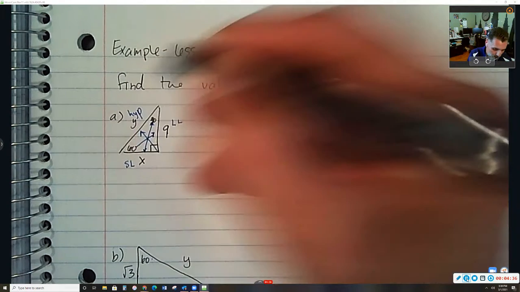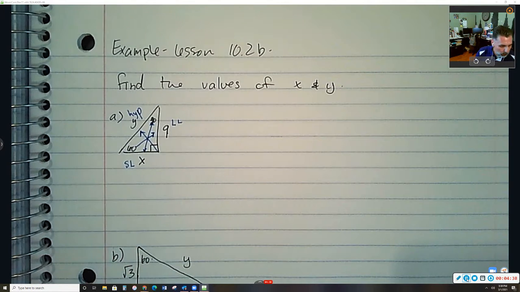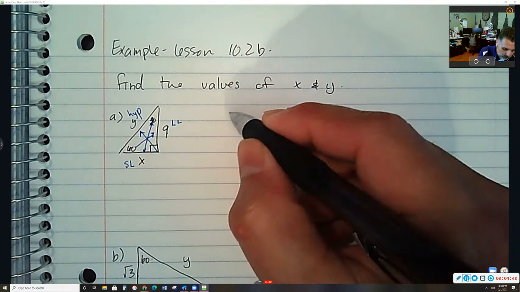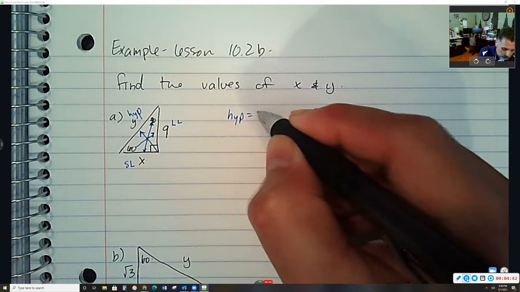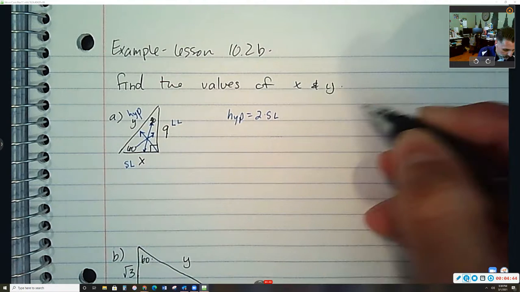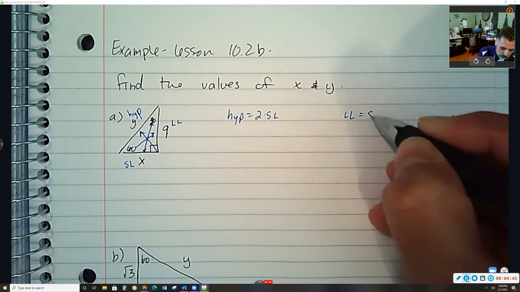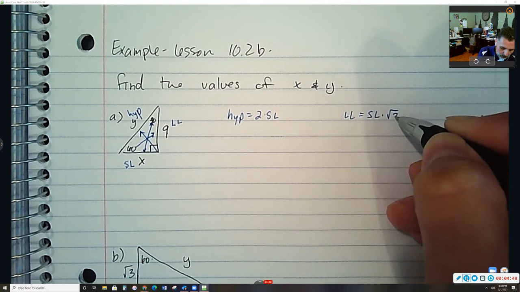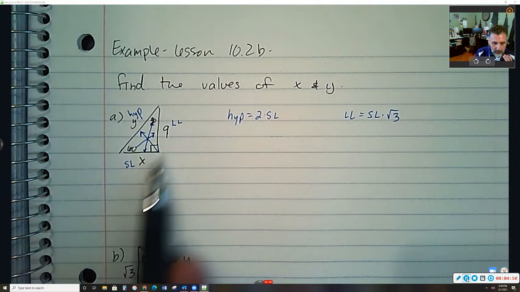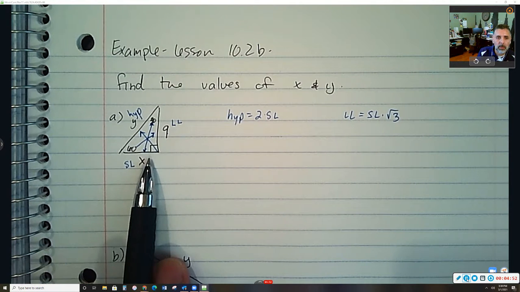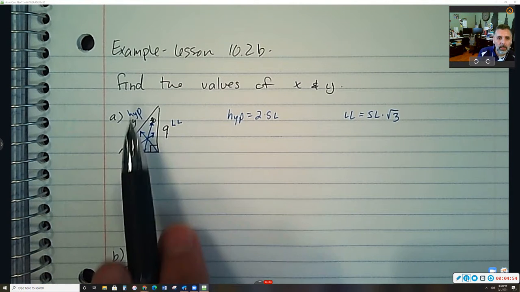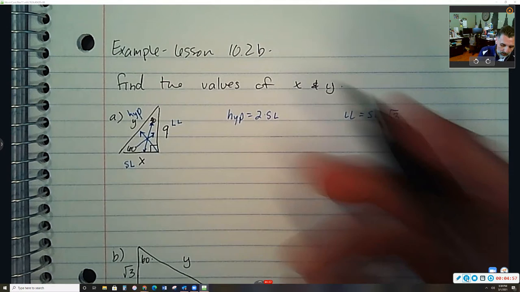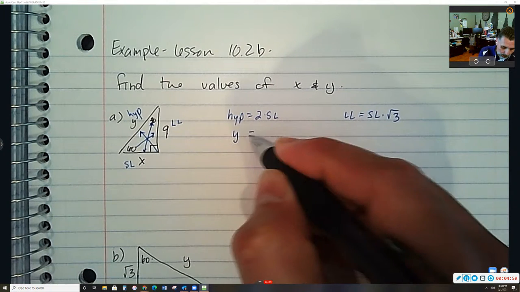So that's the hypotenuse. And then if I put in the 2 equations that I just had a second ago, the hypotenuse is 2 times the short leg, and the longer leg equals the short leg times the square root of 3, then we're able to figure out the information in here. Okay, so I know the hypotenuse is y, so instead of hypotenuse I'm going to put y.